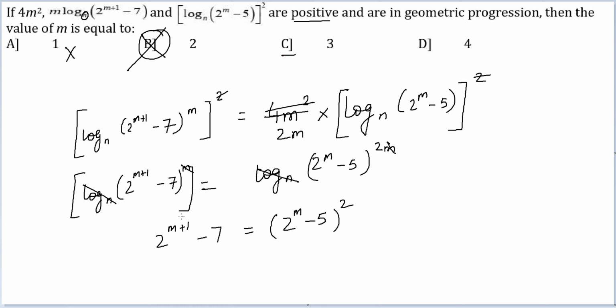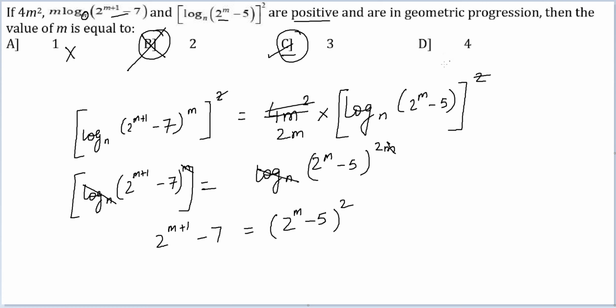Let's go m equal to 3. At m equal to 3, I will get 2 raised to the power 4, 16 minus 7, 9. And 2 raised to the power 3, 8 minus 5, 3 square, 9. Yes, everything works. This is acceptable as of now. Let me see if it derails anything. No, this remains positive. This also remains positive. So it seems like the right answer, but as of now, not marking.